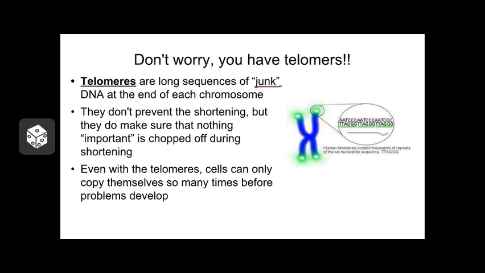Because they don't code for anything, these telomeres can safely be snipped off a little bit at a time every single time your cells replicate and reproduce without chewing up the good DNA in the middle. Now, that being said, it is true that each different type of cell can only replicate itself so many times before you do start to chew up good genes.